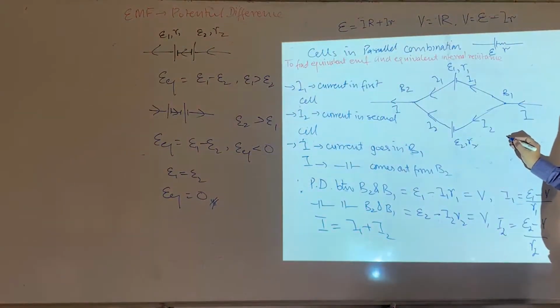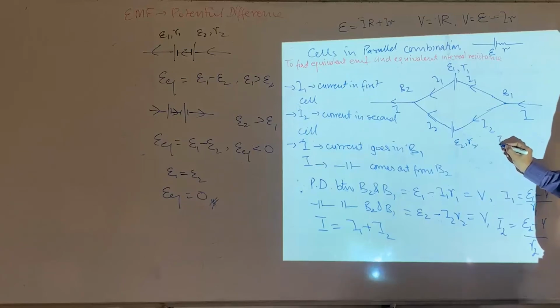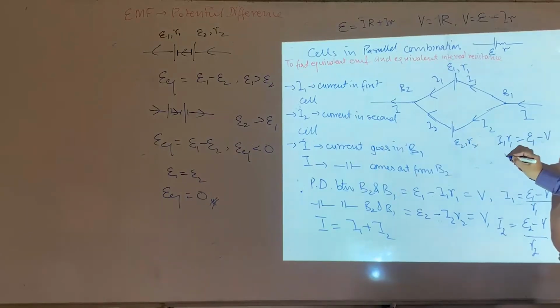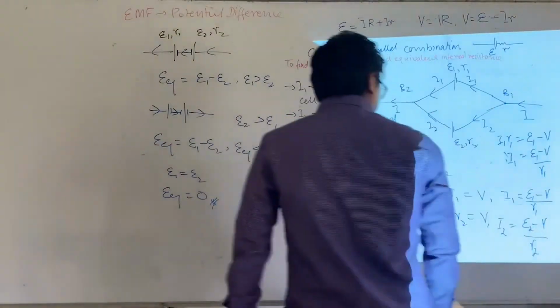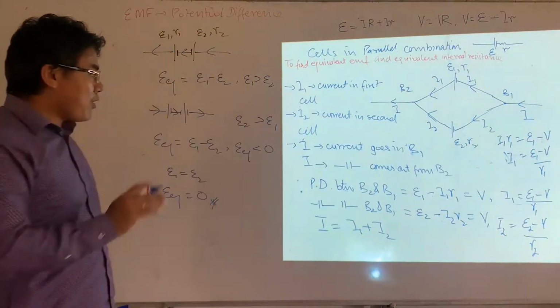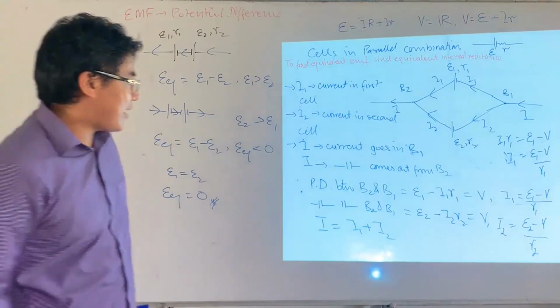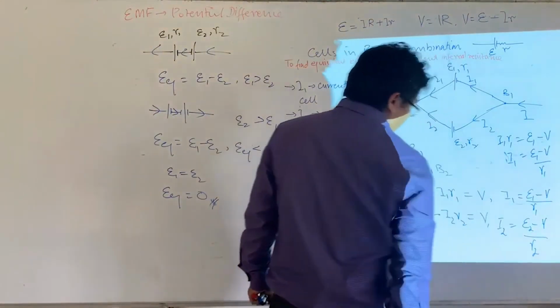So I1 R1 equals, goes this side, EMF 1 minus V, and I1 is going to be EMF 1 minus V divided by R1. It's simple, right? Now we got I1 and I2. And similarly for I2 also.